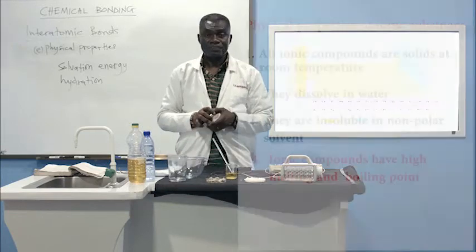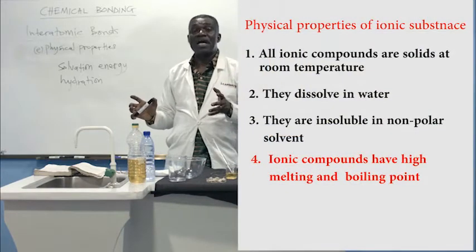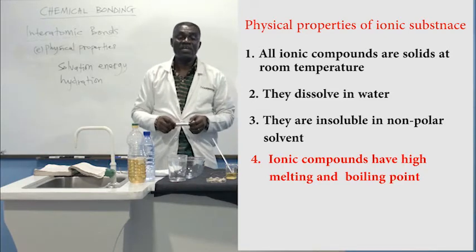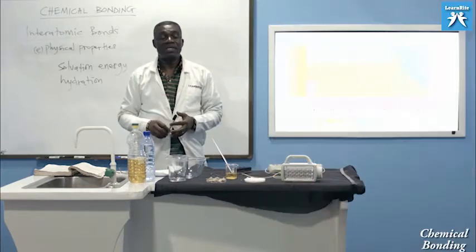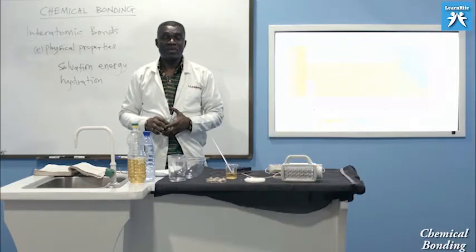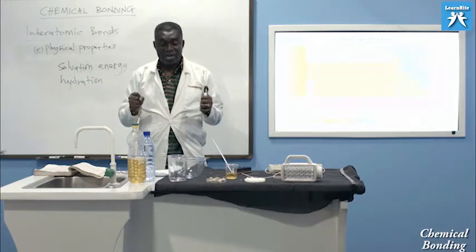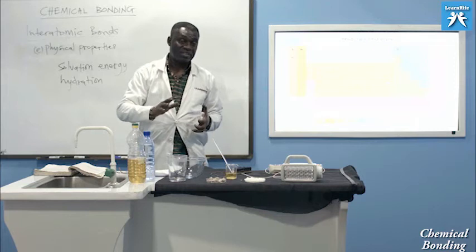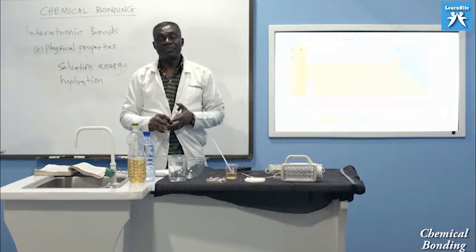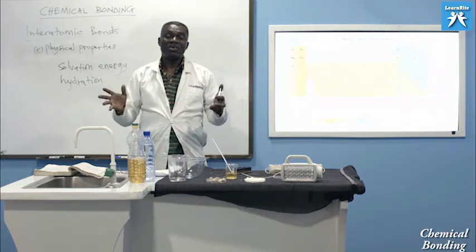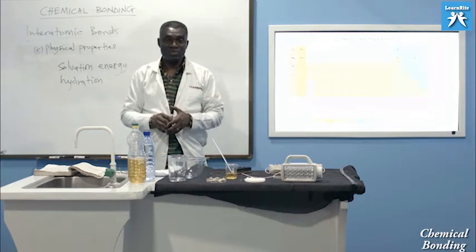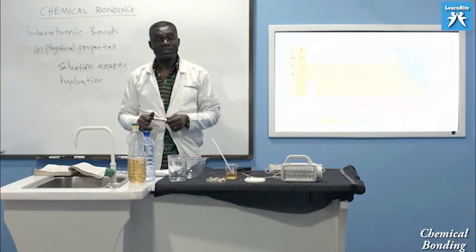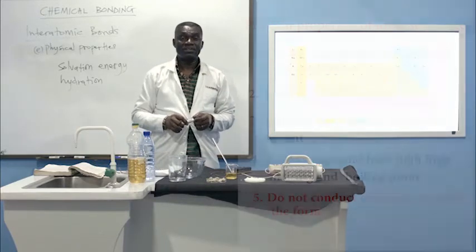The point number 4. Ionic compounds have high melting points and boiling points. Why? Because of the strong electrostatic force of attraction within and between the molecules of ionic compounds. The ionic forces or the electrostatic forces are strong. So if you want to melt it, you need to apply more energy, so they have a higher melting or boiling point than other compounds that will have weaker bonds between them. That is it.